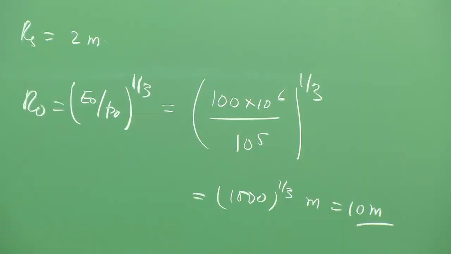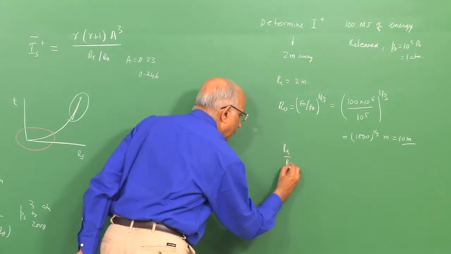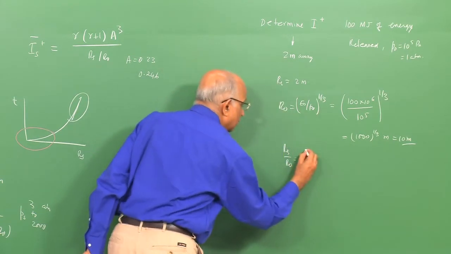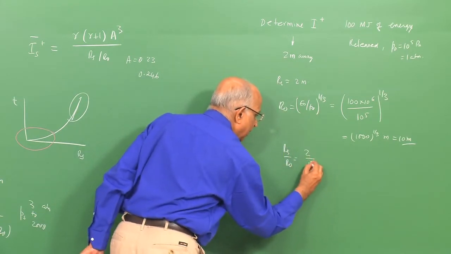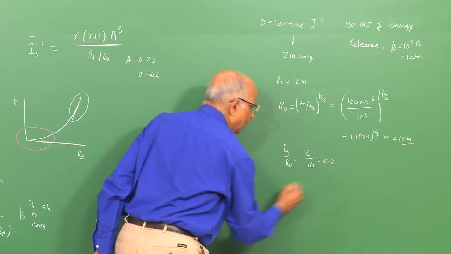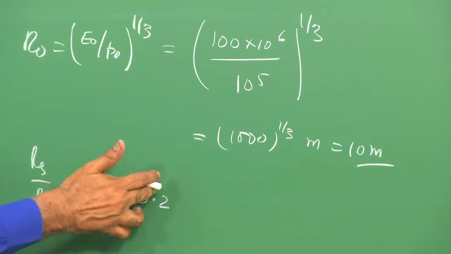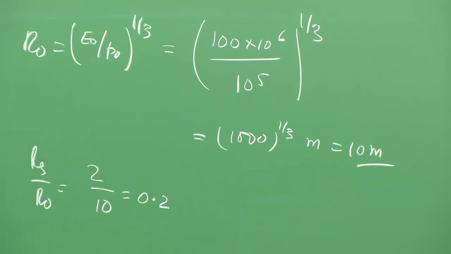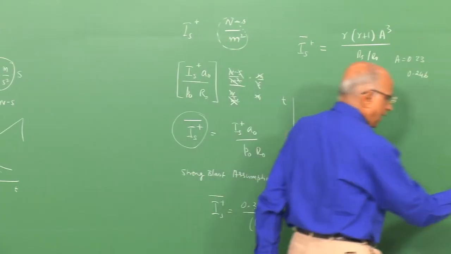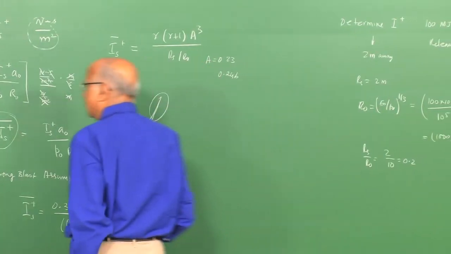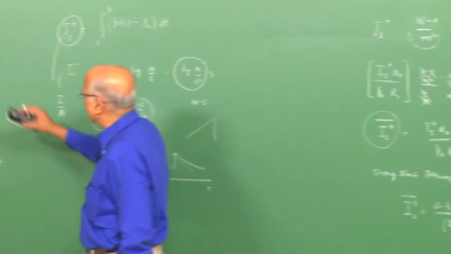I am interested in Rs by R naught, that is Rs is 2 meters, 2 divided by 10, which is equal to 0.2. We know from our earlier discussions that this is the near field in which the blast wave is strong, and since the blast wave is strong, I am justified in using this particular expression, and therefore, I now calculate the value of the non-dimensional specific impulse. Let us calculate that value.